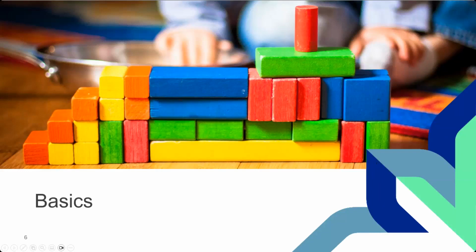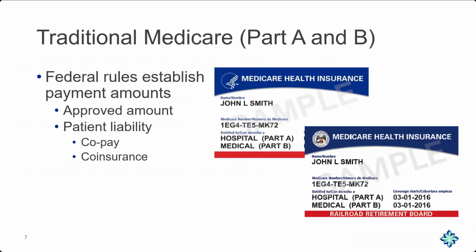So let's start with the building blocks or the basics of payment methods and why it's important to understand certain things, okay? So when we reviewed information and questions, one of the things we were asked is to cover who this material applies to, which is what this slide was built for. This material applies to traditional Medicare, fee-for-service Medicare. That is Medicare Part A and B. That is not Medicare Part C or Medicare Part D. Medicare Part C is Medicare Advantage and Medicare Part D is prescription drug coverage.